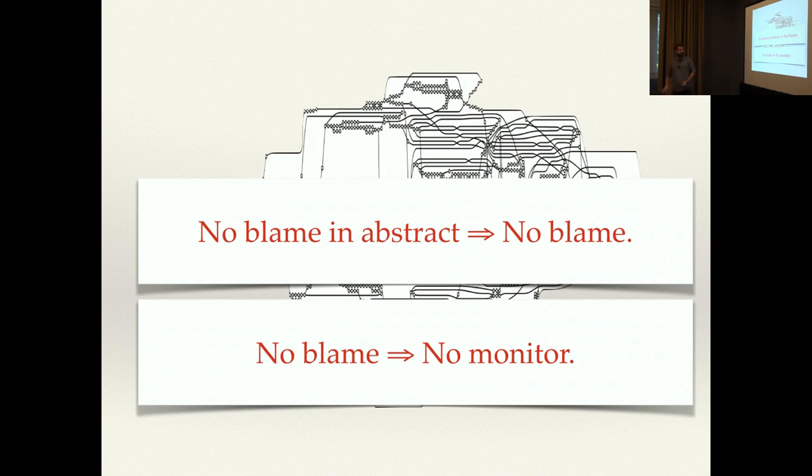You can verify that the contract is always satisfied, and then that can form the basis of a contract optimization where you eliminate things, and it can be done in a gradual way, right? You don't have to verify the whole program. You can look at individual contracts and say, well, this contract can't be violated, and this contract can't be violated. This one may be violated, so I need to keep the runtime monitoring for that.